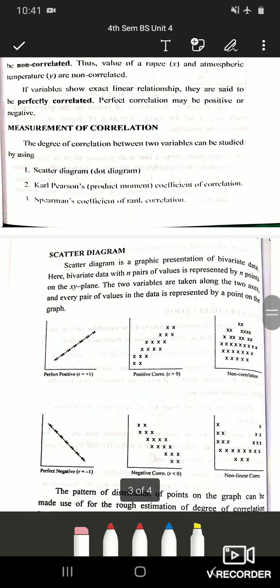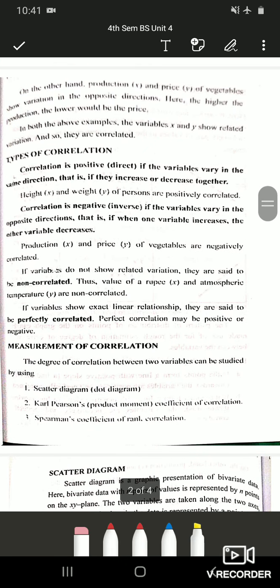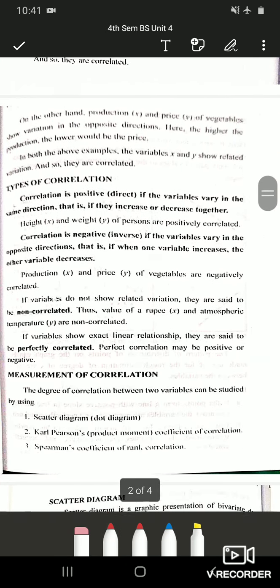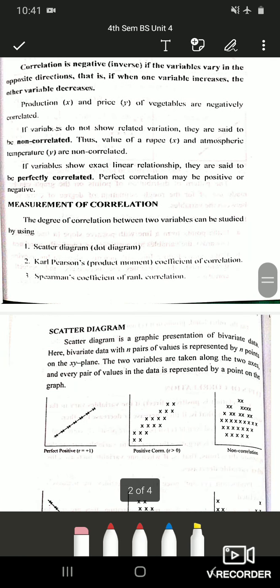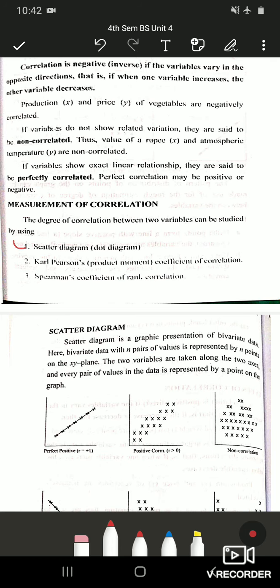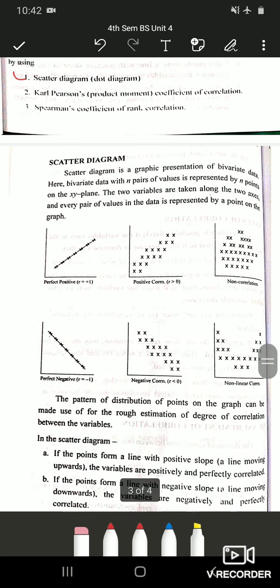So in the previous class we had started with the fourth unit, that is correlation, and we had studied the meaning, definition and types of correlation, and the different measurements of correlation. In that, today we will study the first measurement, that is scatter diagram or dot diagram.